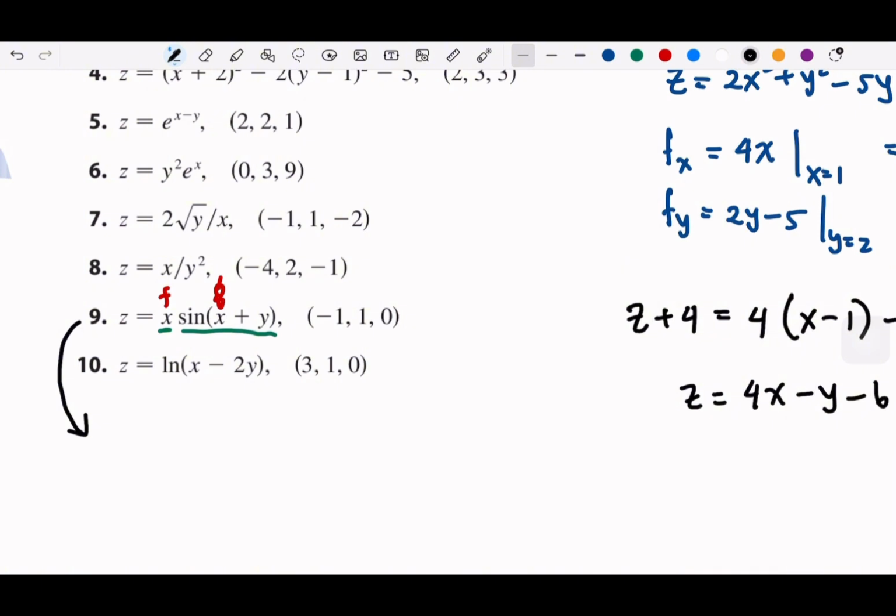So we could start by taking, for example, the partial x. When we're taking partial x, these two functions both have x, so we need to use the product rule. This will be x, and it stays x, and cos. And for the chain rule, because the inside is only x, its derivative is 1, so nothing really matters. And then plus sine of x plus y, because the derivative of x is 1.